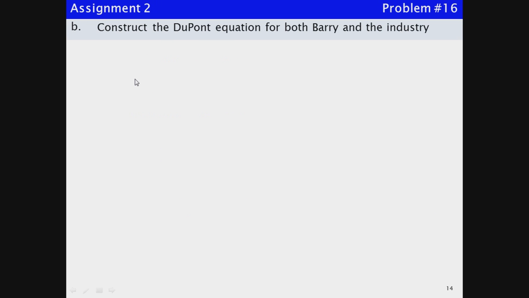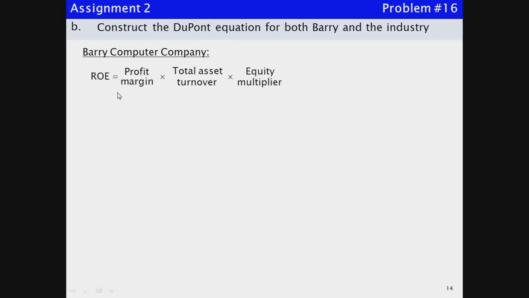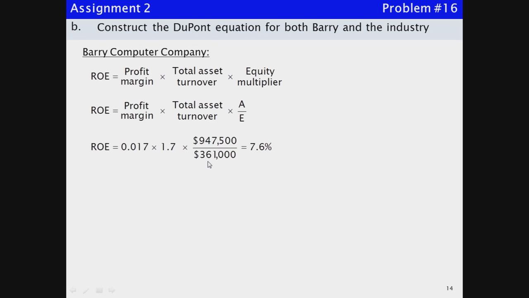We were then asked to construct the DuPont equation for both the Berry Company and the industry. For the Berry Computer Company, remember a DuPont analysis computes ROE by taking profit margin times total asset turnover times equity multiplier. And the profit margin we had is 1.7% or 0.017. Total asset turnover 1.7. I just took assets and equity off the balance sheet. And we had an ROE of 7.6%.